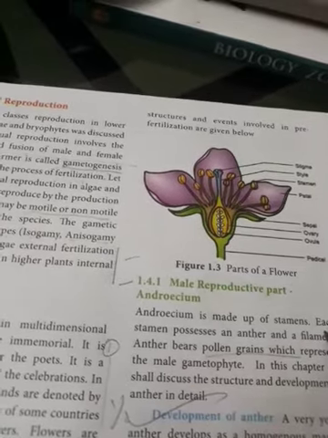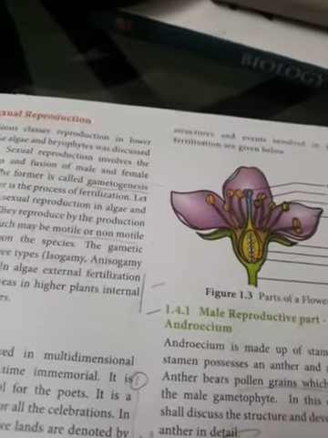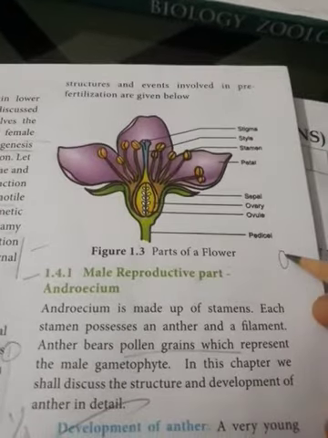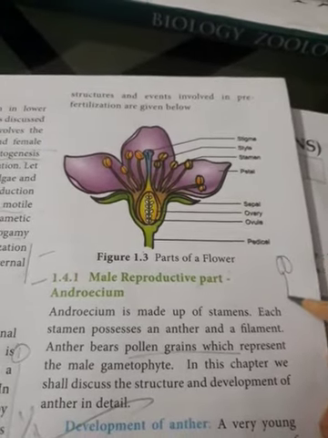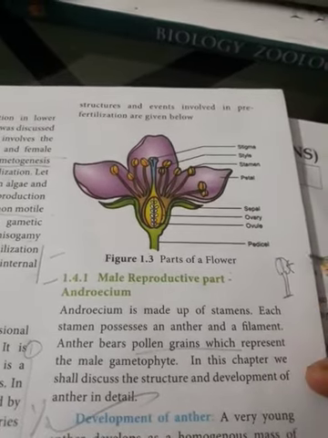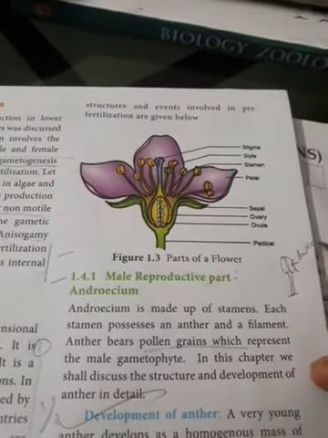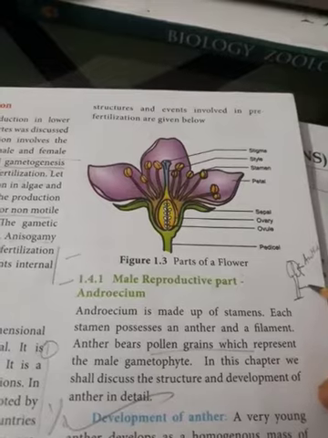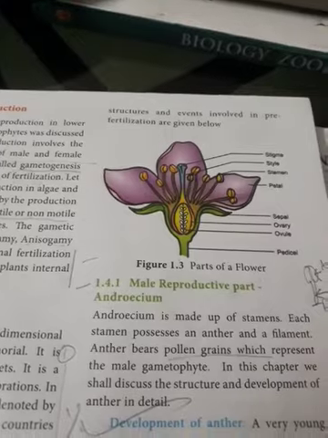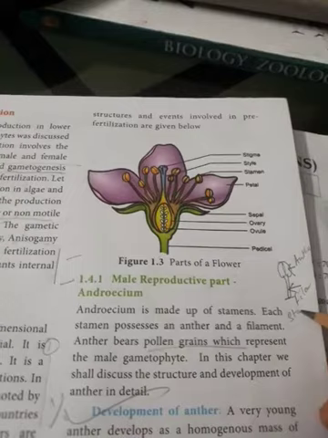Each stamen possesses an anther and a filament. We know the structure. 11th standard we have discussed. Each and every stamen is having two parts. What are the two parts? The bag-like structure which is present at the tip of the stalk is called the anther, and the anther is located on a stalk which is called the filament. So together, both anther and filament form the stamen.